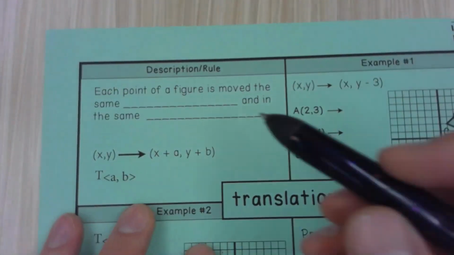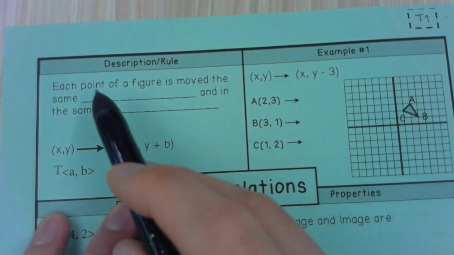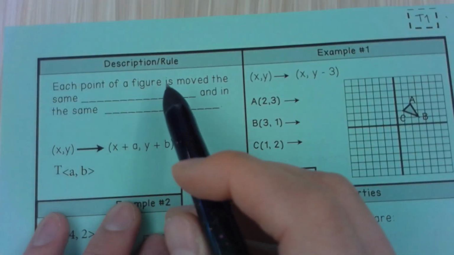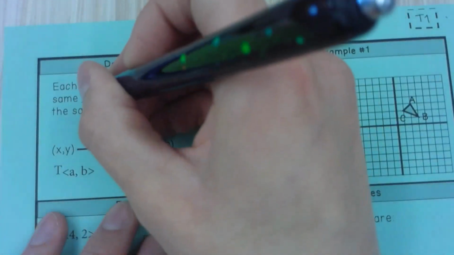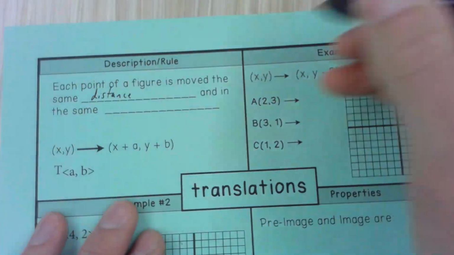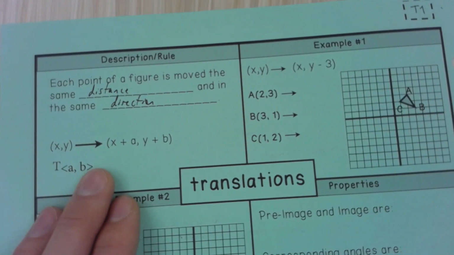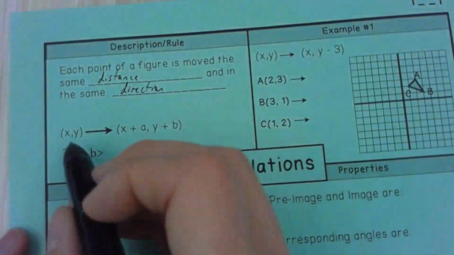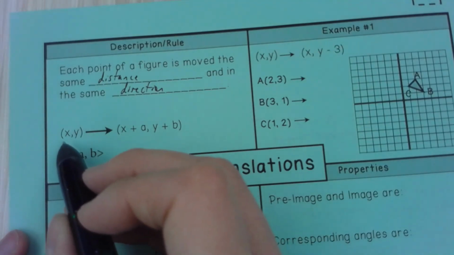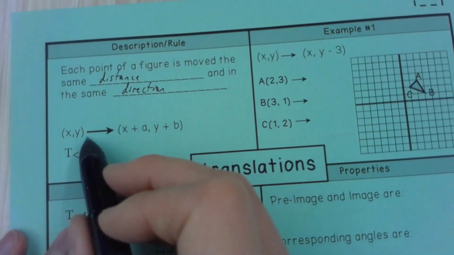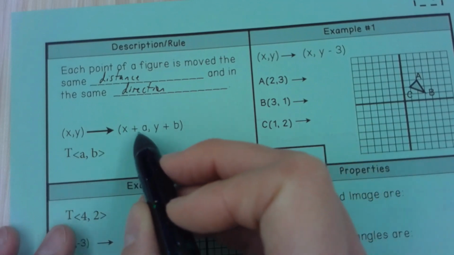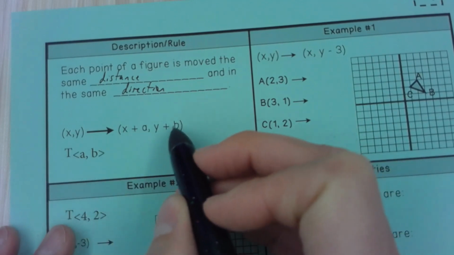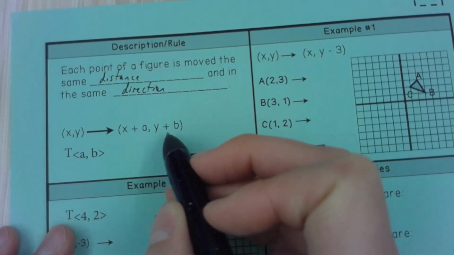So turn the page. Each point of a figure is moved the same distance and in the same direction. Just like from the previous page. Each point of a figure is moved the same distance and in the same direction. The notation that we're going to use to perform that transformation looks like this. We have a set of coordinates, x, y ordered pairs. They're being transformed so that we are adding or subtracting something to x, and we're adding or subtracting something to y to get us a new location, a new coordinate.